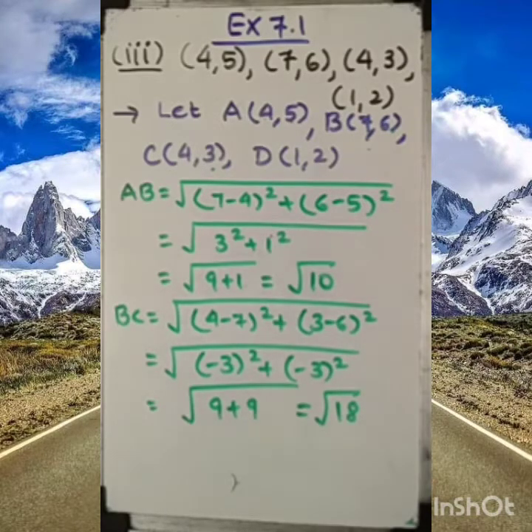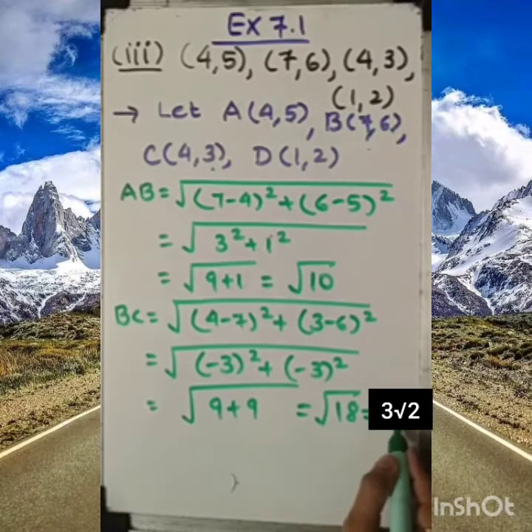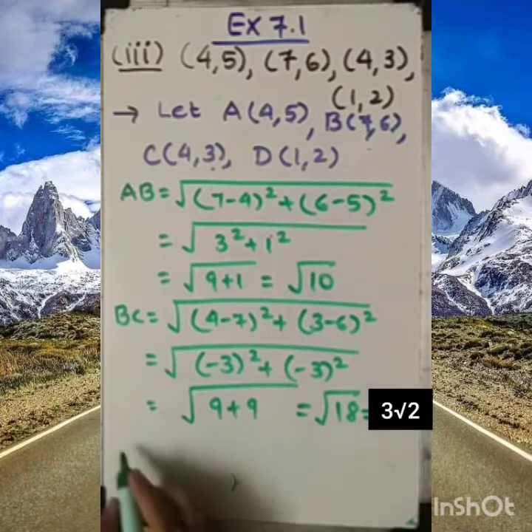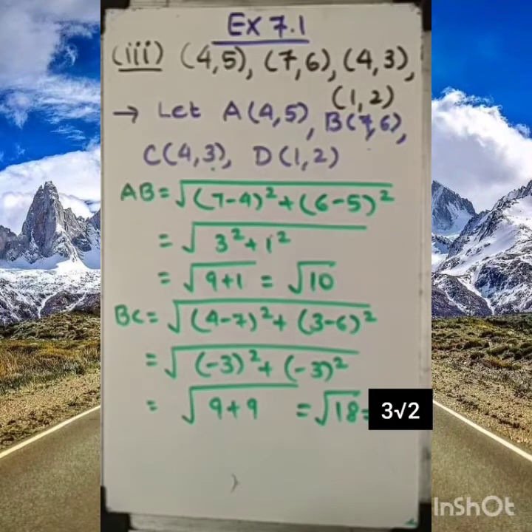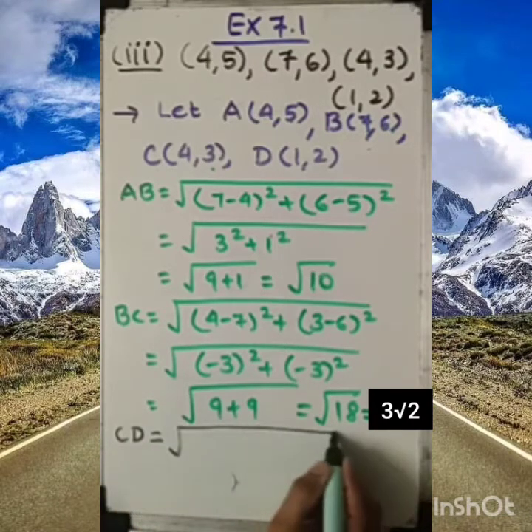Okay. So let it be as it is. We can even simplify that also. 2 root 3 also you can mention if you want to go with that. Now the same procedure we are going to apply and we are finding the value of CD. CD is the distance between C and D point.